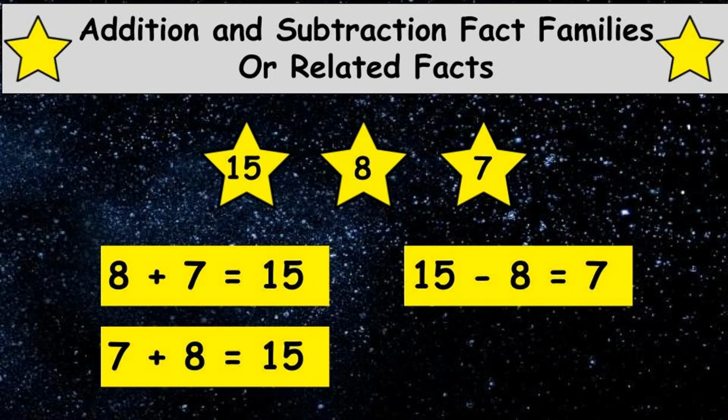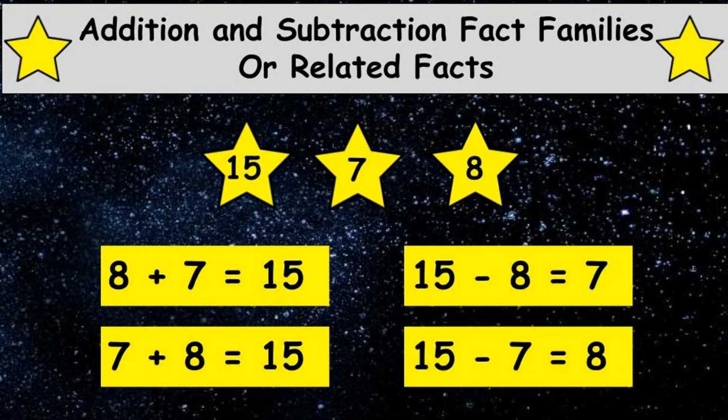Next, we need to figure out the two subtraction facts that go with the numbers 15, 8, and 7. Notice how I rearranged the stars so the largest number is in the front, which is 15. And then I put the 8 and the 7 right behind that. 15 minus 8 equals 7. Finally, I'm going to rearrange the stars one more final time to get my final subtraction fact. I'm going to keep the 15 in the same place because when I subtract, I start with the largest number. Then I'm going to swap the numbers 7 and 8 so that I can create the final subtraction fact of 15 minus 7 equals 8.